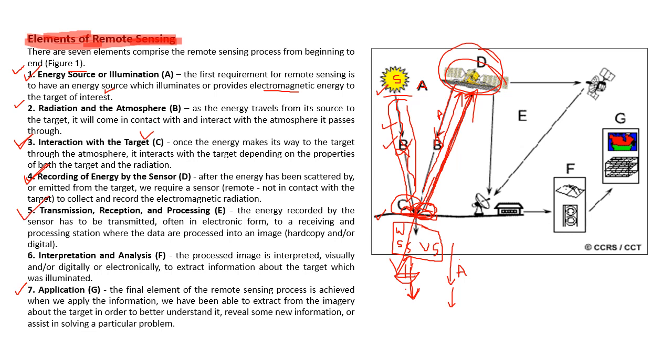Then fifth is transmission, reception and processing. That information in the form of video or in the form of a digital image will be transmitted to the ground. And that image will be known as a raw image. Then this is the office where some scientists are sitting, and they are making the required corrections on this image. And then when this image is corrected, it will be given to us, and we will go for some interpretation and analysis.